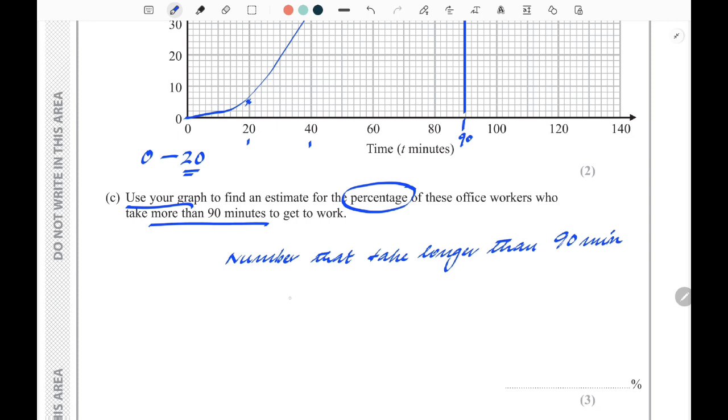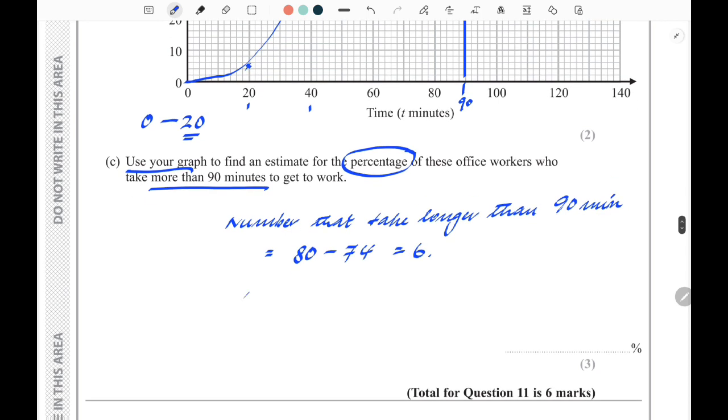minutes to travel to work equals 80 minus 74. That's 6. And therefore the percentage equals 6 over 80 times 100. And so let's see, 600 divided by 80, 7.5.